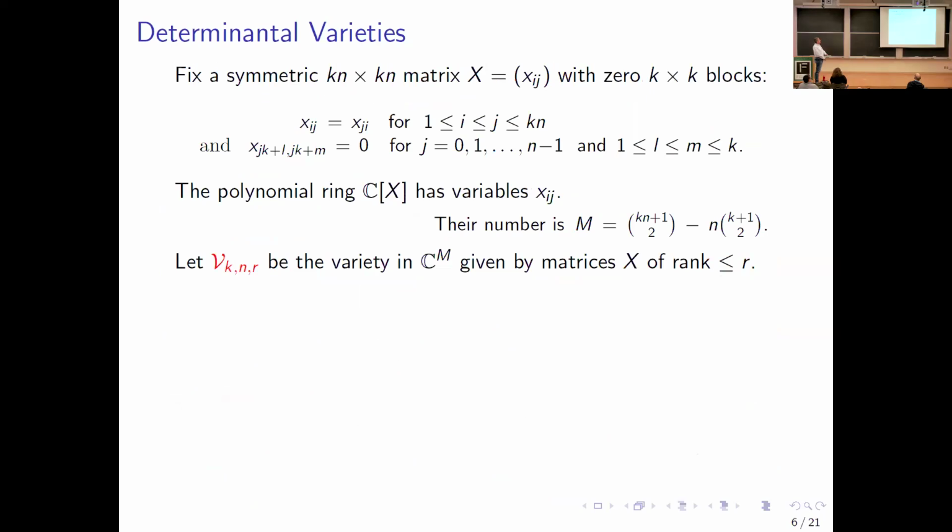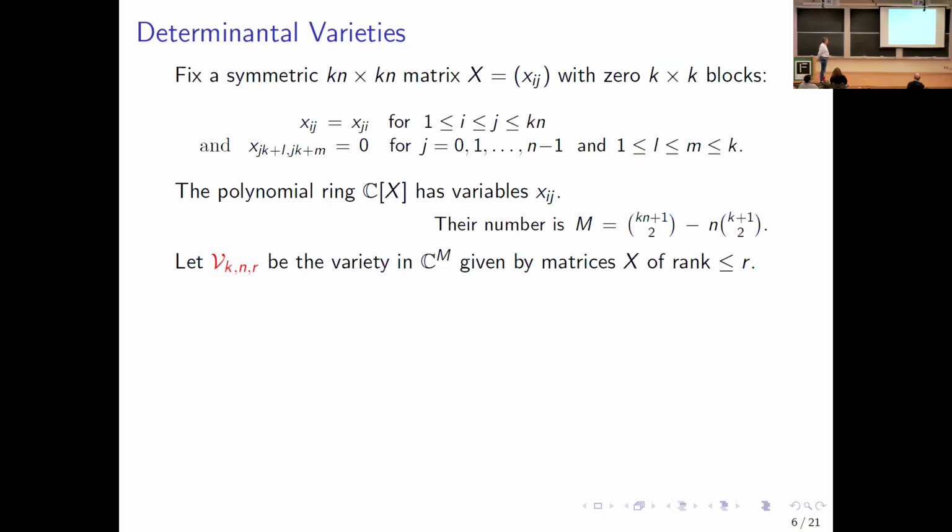Okay, let me give you the general definition. We're going to look at fixed positive integers n and k. We're looking at symmetric matrices of size kn, and I will put 0 blocks of size k along the diagonal. Here's the formalism. I have a symmetric matrix, variables are xij, and this third line says exactly that. There are 0 blocks, k by k blocks.